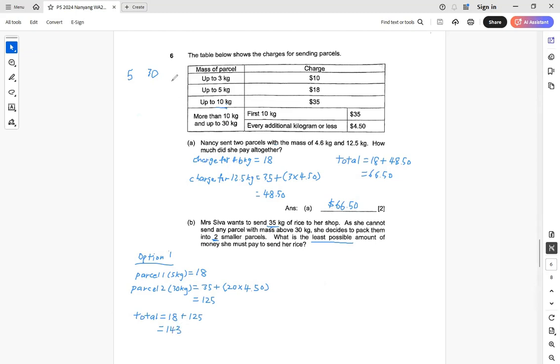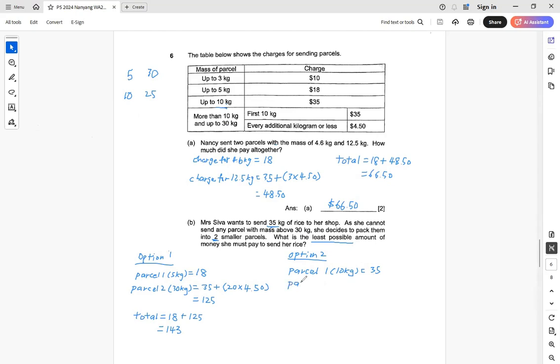Okay, let's look at the next option. Let me look at the next category. If I choose my first parcel to be 10 kg, my second parcel is 35 minus 10, which will be 25 kg. So this is also a feasible option. Let's calculate the price if I split them into 10 kg and 25 kg. Parcel 1 is my 10 kg, and it's $35.